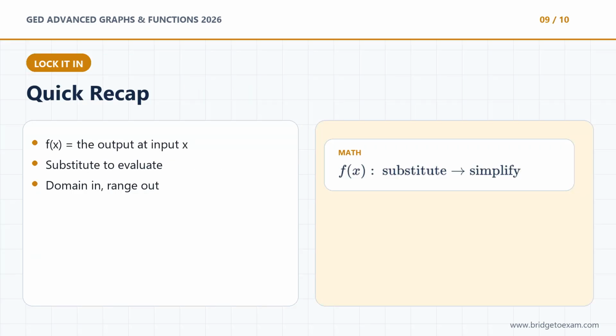Let's lock it in. The symbol f of x means the output at input x. To evaluate, substitute and simplify, using parentheses for negatives. To find an input from an output, undo the steps in reverse. The domain is the inputs. The range is the outputs. That is function notation, made simple.